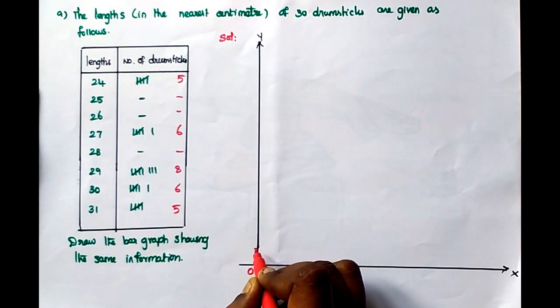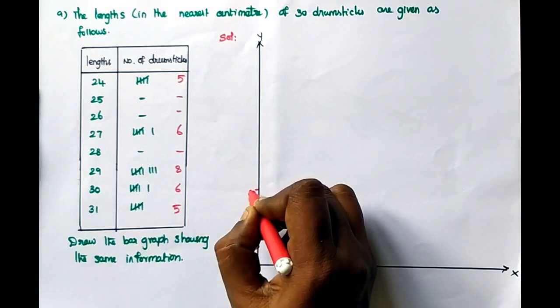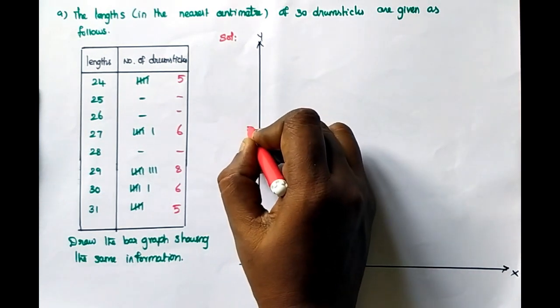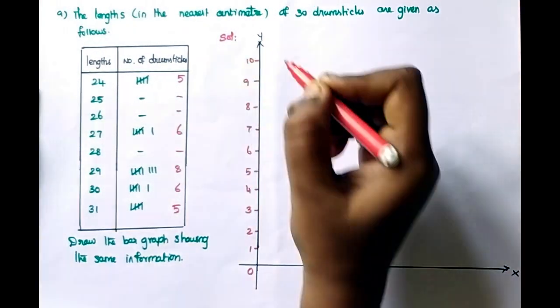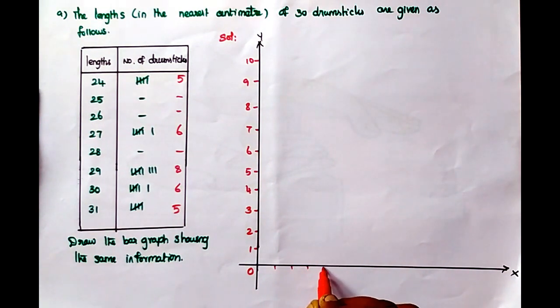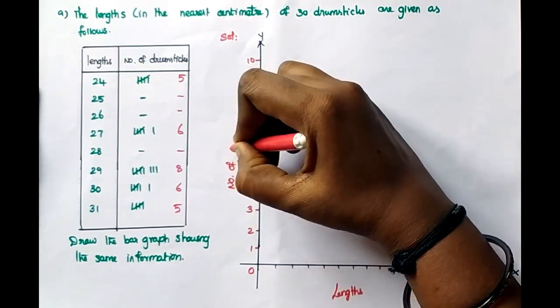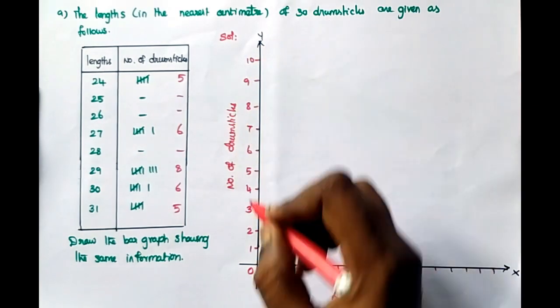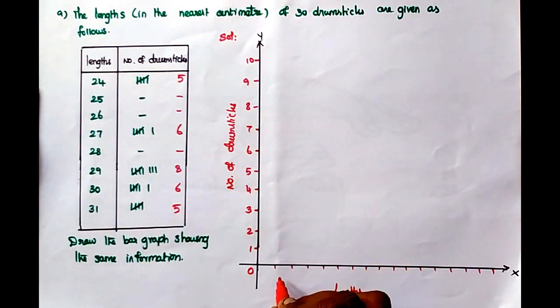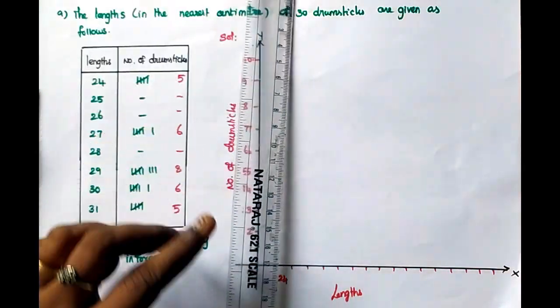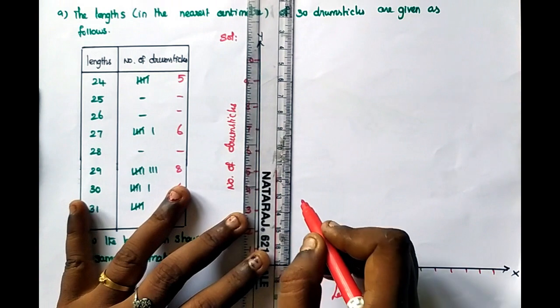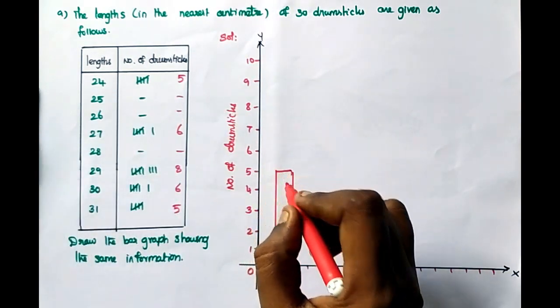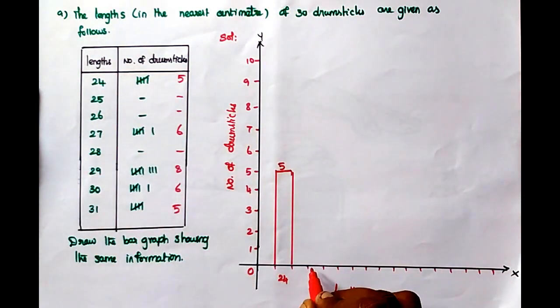So here 1, 2, 3, 4, 5, 6, 7, 9, 10. The horizontal line represents length and the vertical line number of drumsticks. 24 centimeter, that is 5. Next one, 25, 26 is not there. 27, 6.